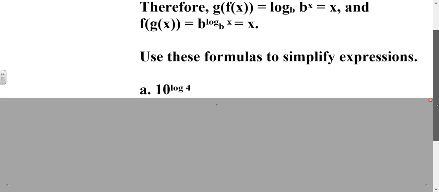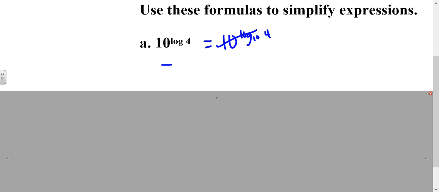Okay, now remember, we just talked about common logarithms. Common logarithms have a base of 10. So if it doesn't say what the base of the logarithm is, then you just assume that it's a 10. So this is the exact same thing as 10 to the log base 10 of 4. Well, the base 10 and the log base 10 cancel each other out because they're inverses. So the answer to this problem is just 4. So really it's not as complicated as it seems.